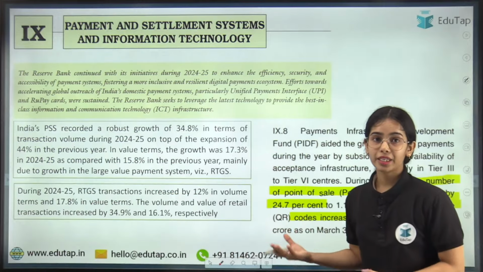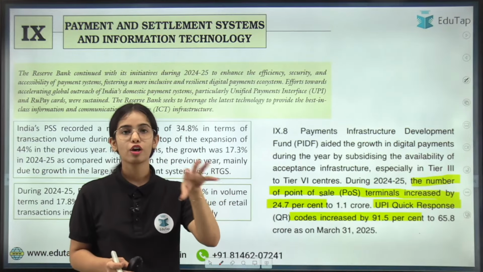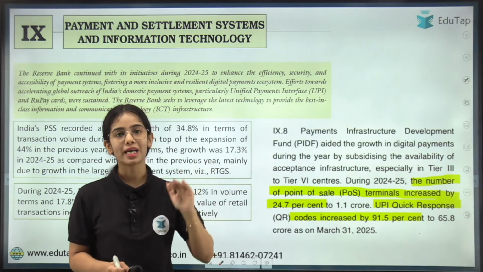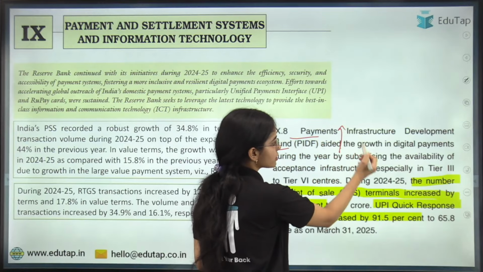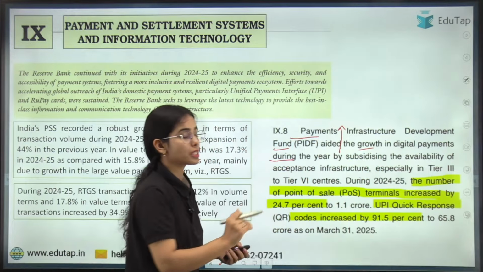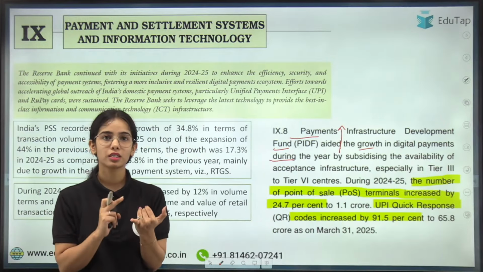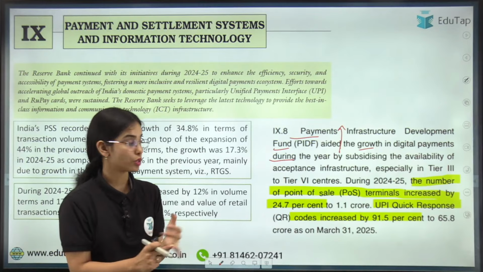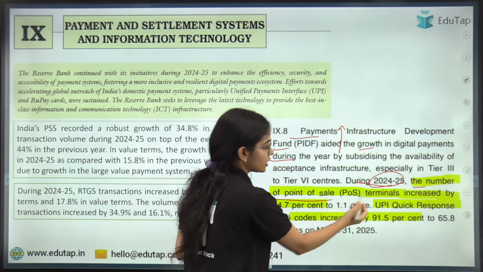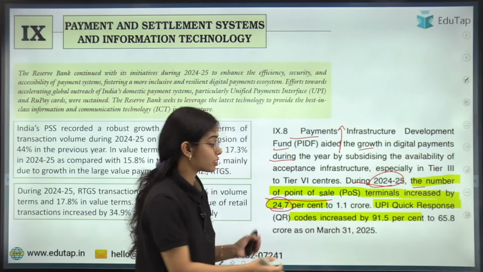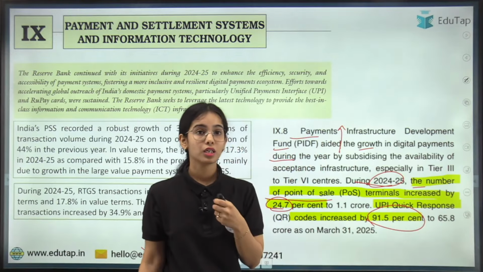Next is the PIDF. PIDF is the Payment Infrastructure Development Fund that provides subsidies for the QR codes and for the POS machines. So it aids the growth in digital payments during the year by subsidizing the availability of the acceptance infrastructure. During 2024-25, the number of point of sale terminals increased by 24.7%, while the QR codes increased by 91.5%. So that is a very big thing.